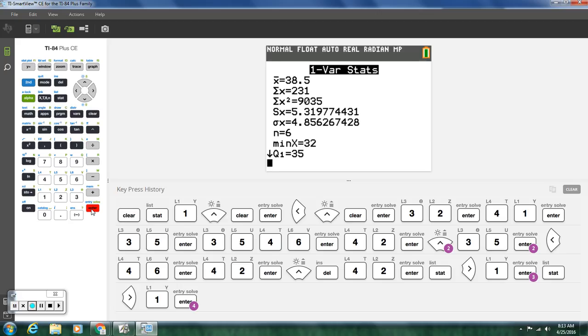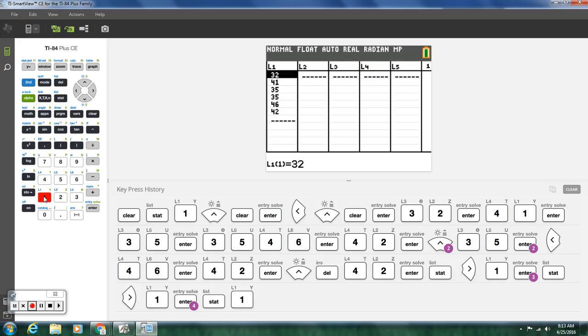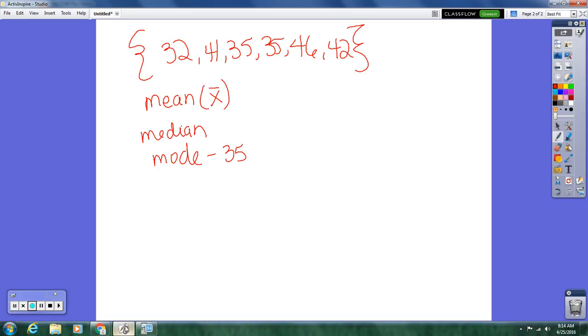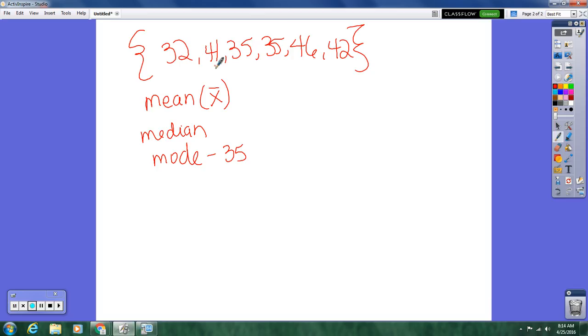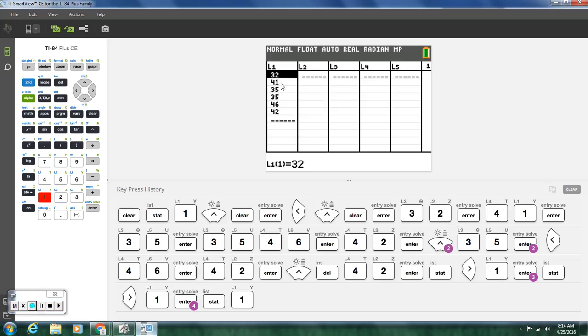Okay, so let's go back and check Swift again. I may have put a number in wrong, who knows? So 32, 41, 35, 35, 46, 42. Instead of which one? Oh, did I write 44 on here? That's a 41. It doesn't matter. If y'all put 44, I'll change mine. I put 41, so that's what that one is, 41. So we just need to decide. Is it 44 or 41? Okay, so 41. Right, so if you didn't put 41 right here, go back and fix 41.